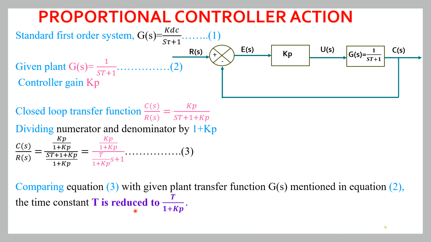How is it said that it is reduced? When the Kp value is increased, the denominator becomes large and the overall value becomes lesser, so the time constant of the system is reduced. A smaller time constant means it will reduce the rise time, peak time and settling time. But with a reduced time constant, it may increase the overshoot. That is the opposite consequence of the reduced time constant.